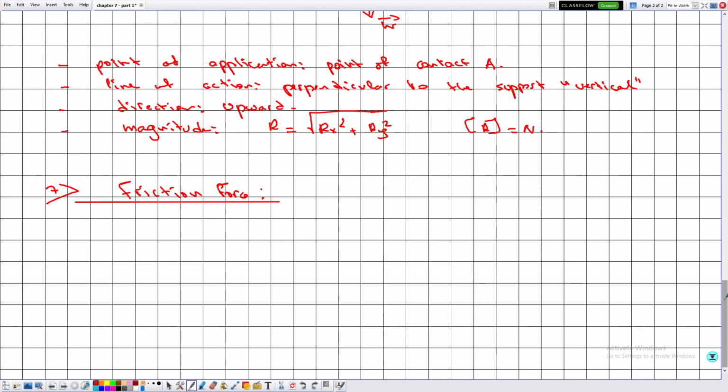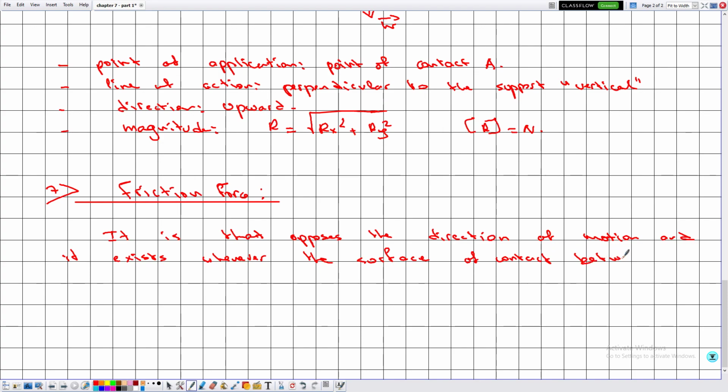Now, as for the friction force, it is the force that opposes the direction of motion and it exists whenever the surface of contact between the two bodies is rough.